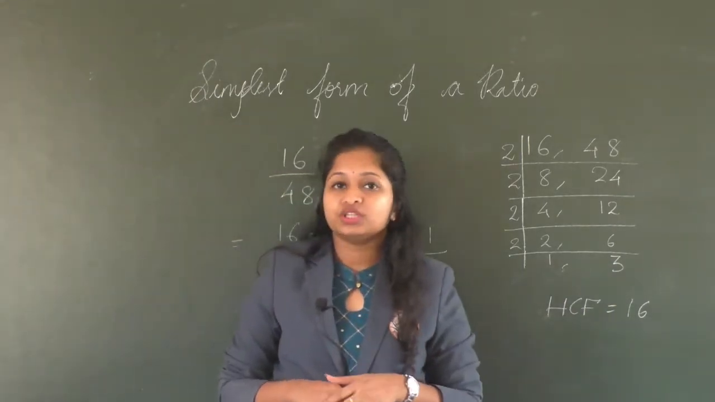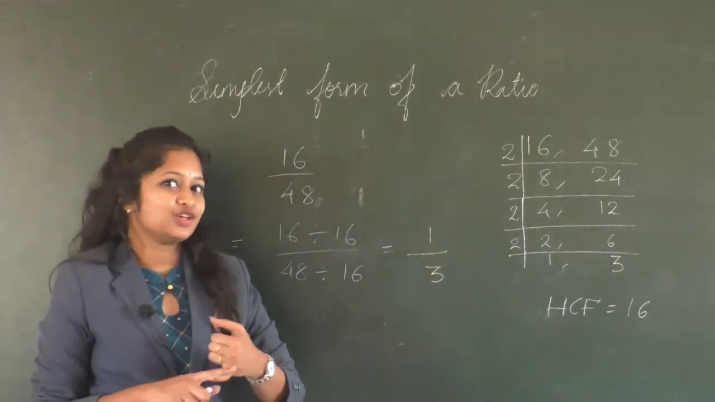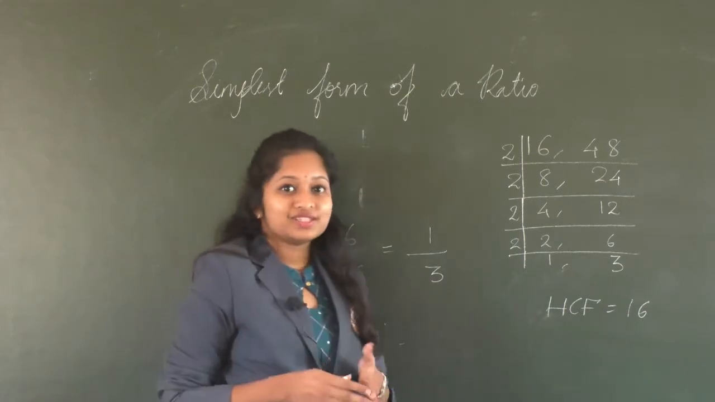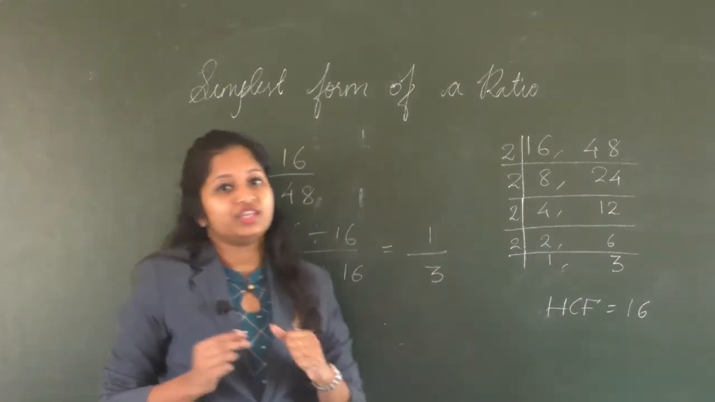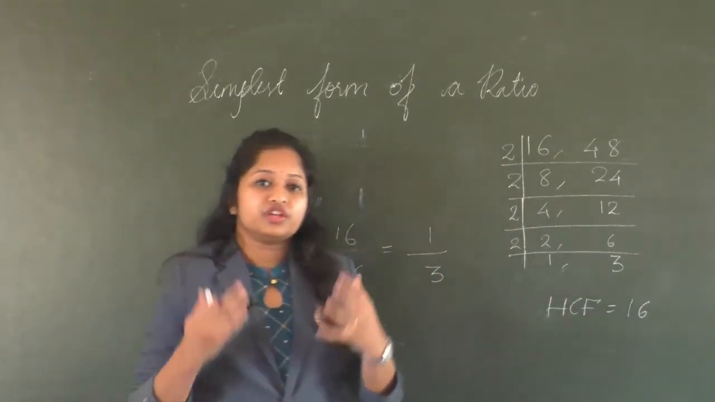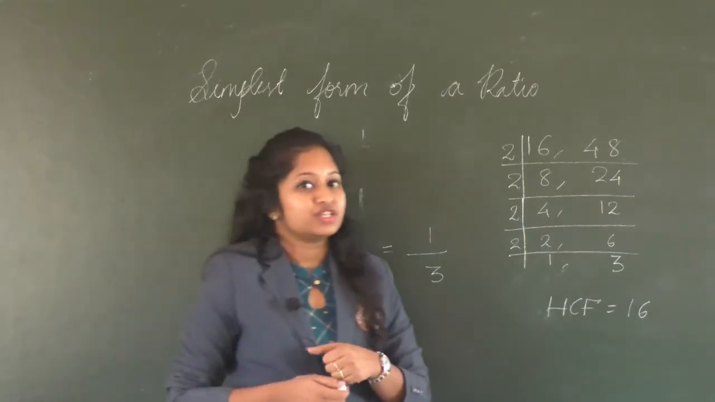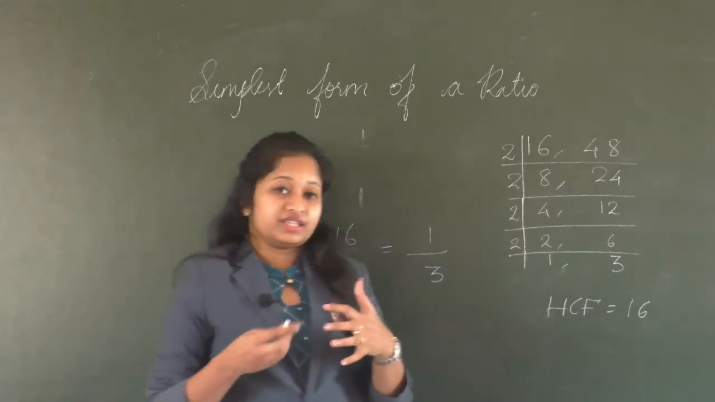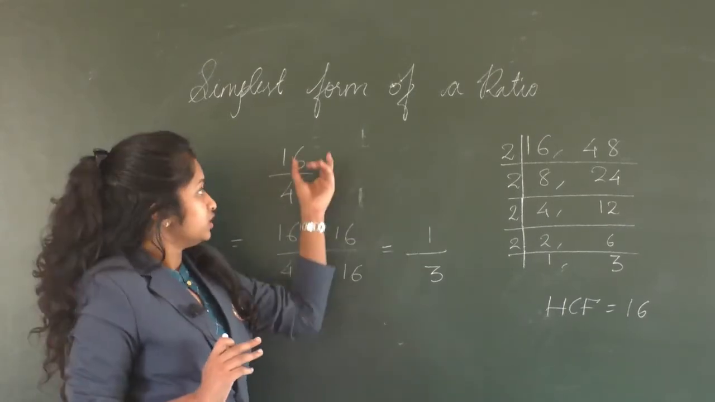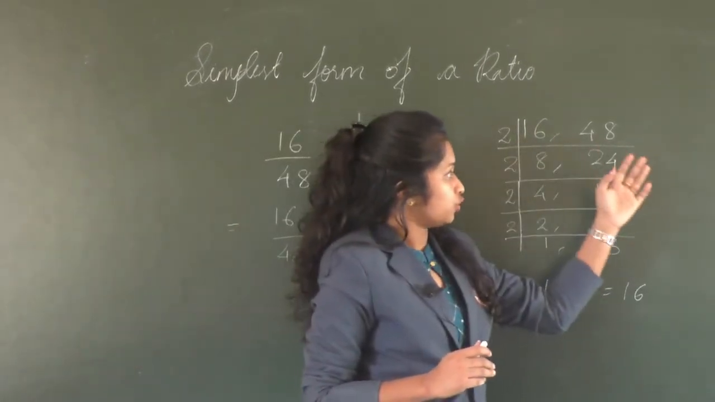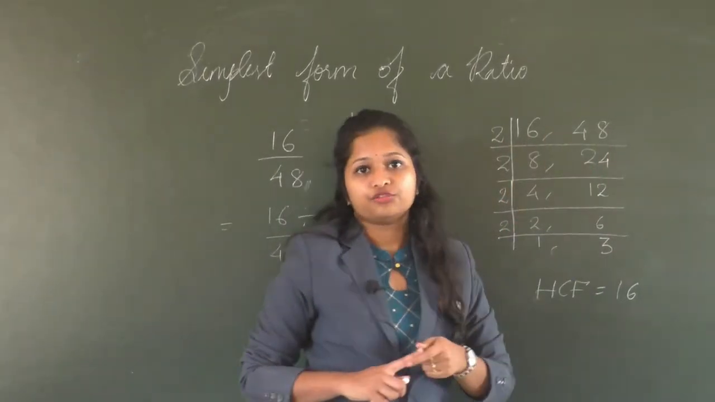Now let's move on to our next topic, which is the simplest form of a ratio. You have already learned this in your lower classes, so let's recall it. I have a question here, 16 by 48. So how can you reduce this fraction to its simplest form? Yes, we can find the HCF of these two numbers. So here I have shown how to find the HCF of 16 and 48.